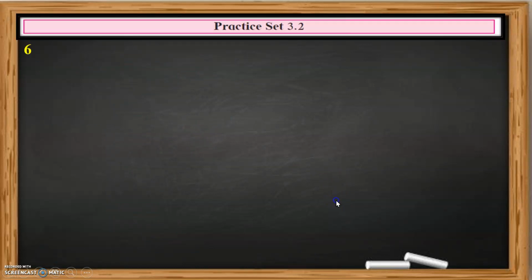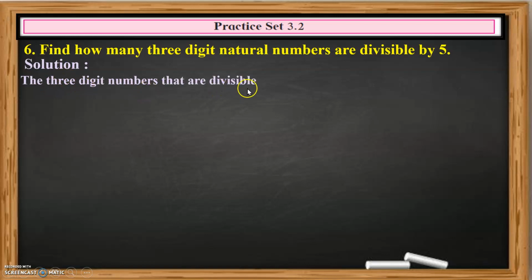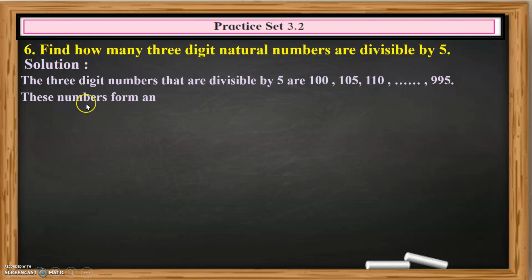Question number 6 of practice set 3.2. Find how many 3-digit natural numbers are divisible by 5. Now here you do not have the AP. So you will have to first find the 3-digit numbers which are divisible by 5, and then after finding that, you will have to calculate how many such numbers are there. Okay, you don't have to write all the numbers. Let's see how to solve this. The 3-digit numbers that are divisible by 5 are 100, 105, 110, so on up to 995. So these numbers form an AP.